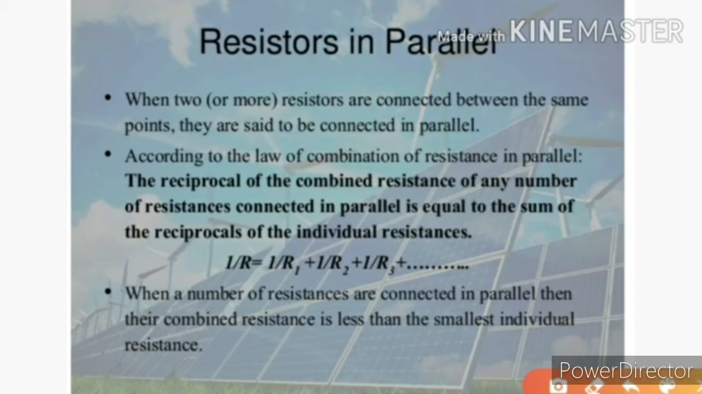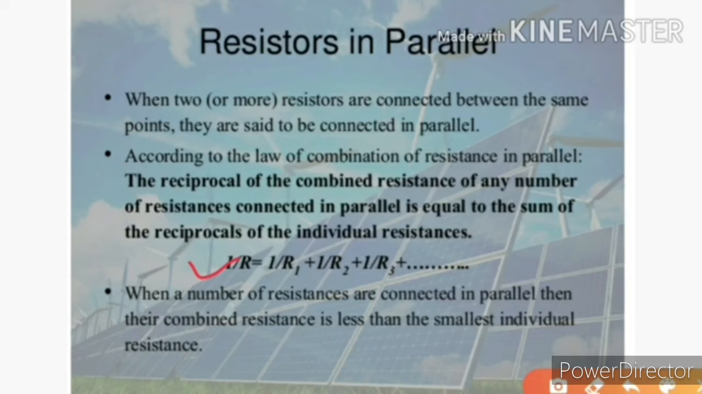So the reciprocal of the combined resistance of any number of resistances connected in parallel is equal to the sum of the reciprocals of the individual resistances. This is the required derivation: 1 upon R is equal to 1 upon R1 plus 1 upon R2 plus 1 upon R3 plus so on. It depends how many resistors are connected in parallel. So the reciprocal of the combined resistance is the sum of the reciprocals of all the resistances present in parallel.